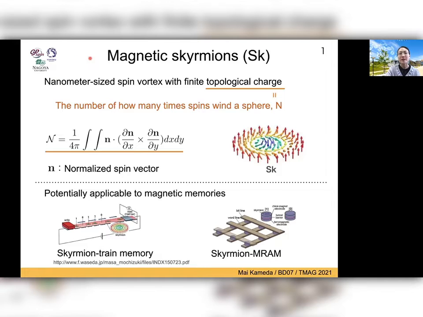Magnetic skyrmions, which we abbreviate as SK in this slide, are nanometer-sized spin vortices with finite topological charge N. N is the number of times the spins wrap a sphere, which is defined by this equation. Skyrmions are appealing for potential application to magnetic memories, such as skyrmion train memory or skyrmion MRAM.